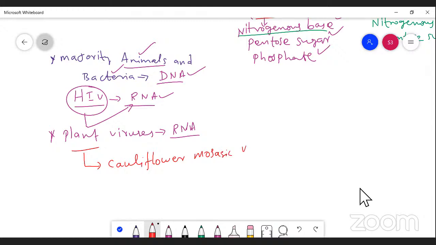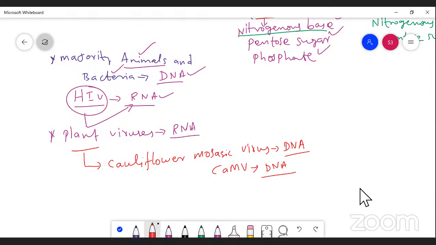Cauliflower mosaic virus contains only DNA. In the majority of animals and bacteria, cells contain only DNA as the genetic material, but the HIV virus contains only RNA as its genetic material. The majority of plant viruses contain only RNA, but the exception is cauliflower mosaic virus, which contains only DNA.